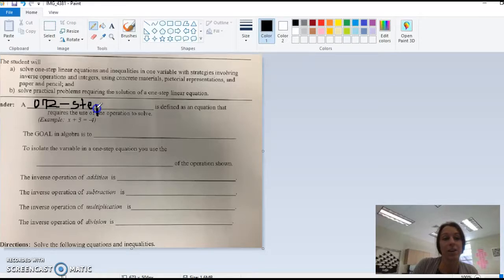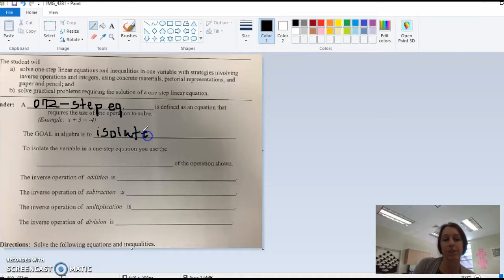All right, a one-step equation, and I'm just going to abbreviate equation as EQ, is defined as an equation that requires the use of one step or one operation to solve it. So our goal in algebra, we're starting our algebra unit, is to do what's called isolate. If you think about what the word isolate means, it means to put by itself. So we're going to isolate the variable.